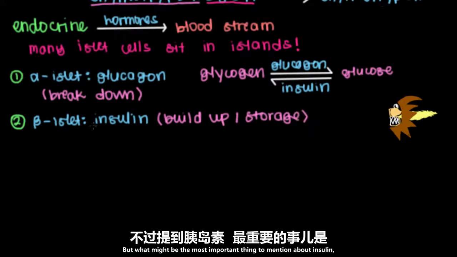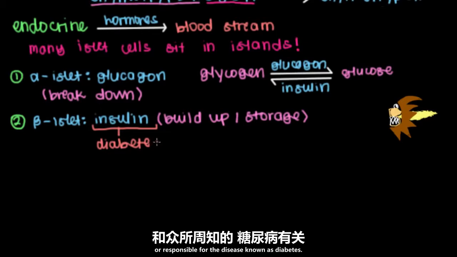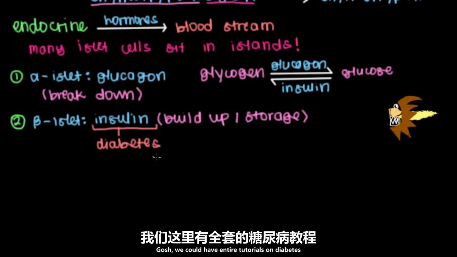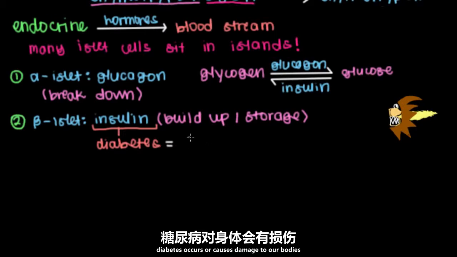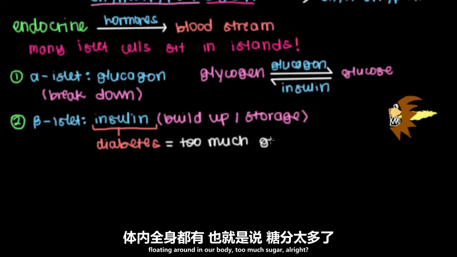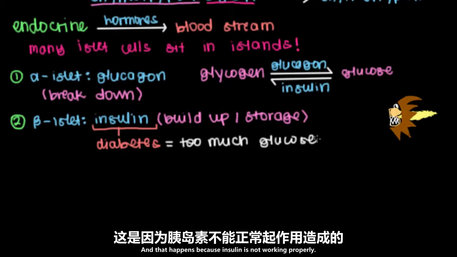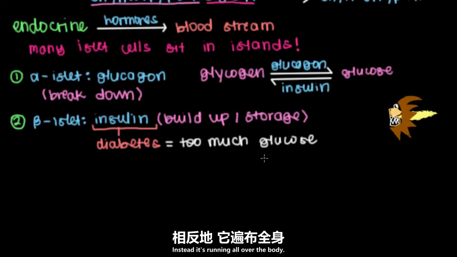But what might be the most important thing to mention about insulin is that it is the hormone that is related to or responsible for the disease known as diabetes. And gosh, we can have entire tutorials on diabetes and what it does and what it means. But for right now, just know at its bare basics, diabetes causes damage to our bodies because we have too much glucose floating around in our body, too much sugar, all right? And that happens because insulin is not working properly. We're not building up and storing glucose in glycogen like we're supposed to be doing. Instead, it's running all over the body.